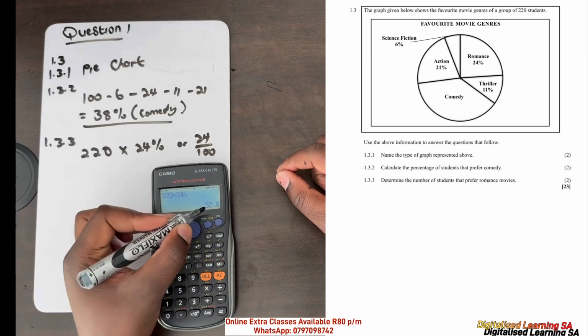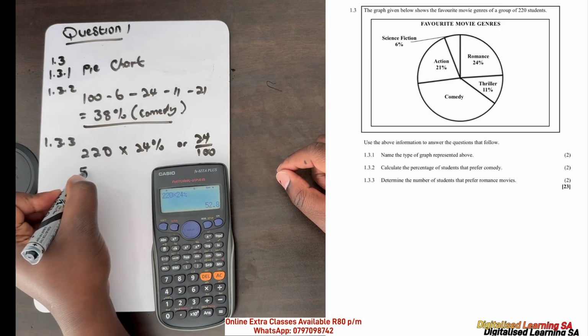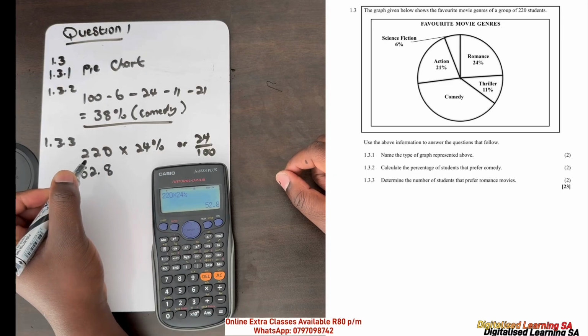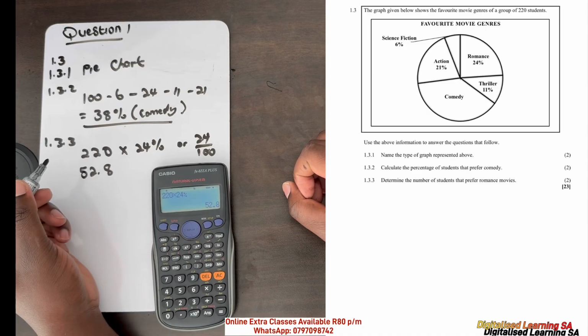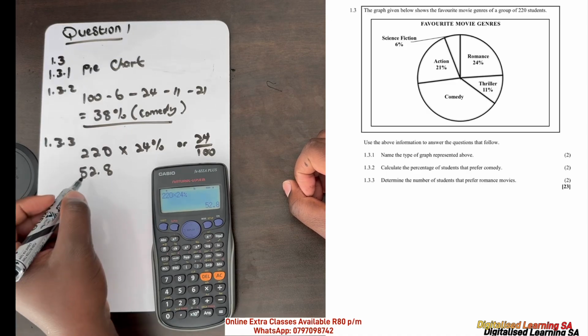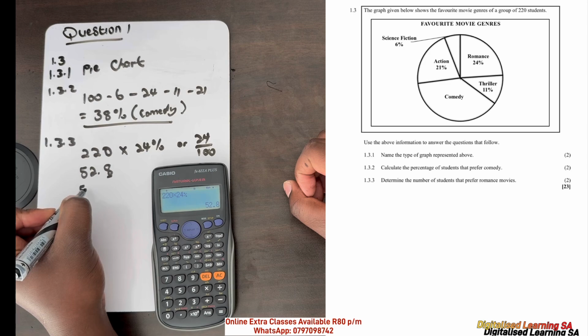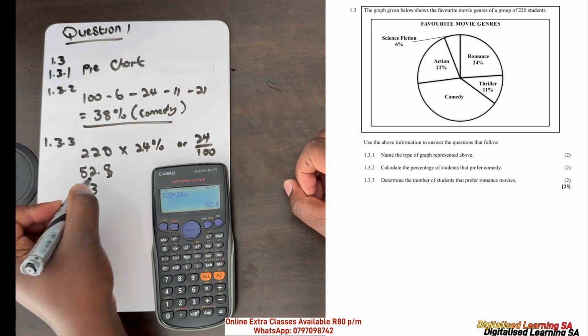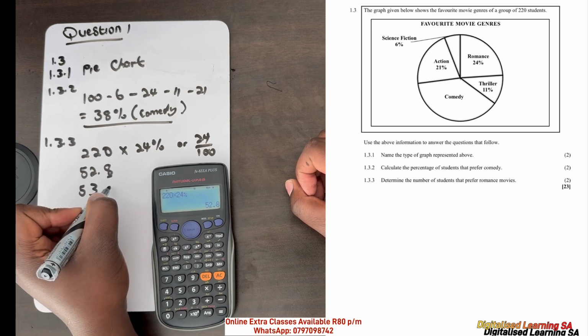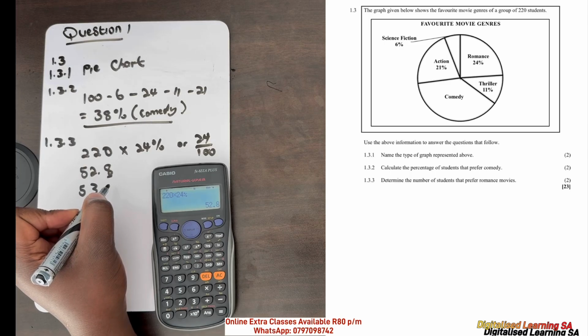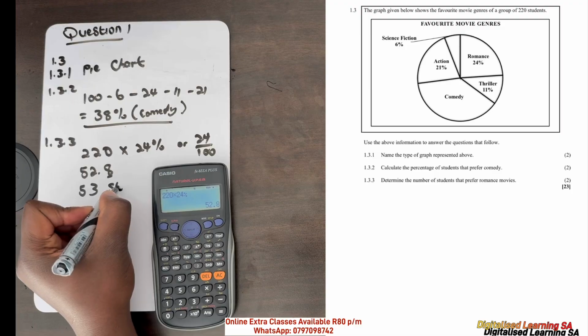And our answer will be 52.8. And remember that the number of students needs to be discrete, meaning that it needs to be a whole number. So we can't have 52.8 students. So we need to round it up. So because we have 8 here, it means that when we round it up, we will have 53 students.